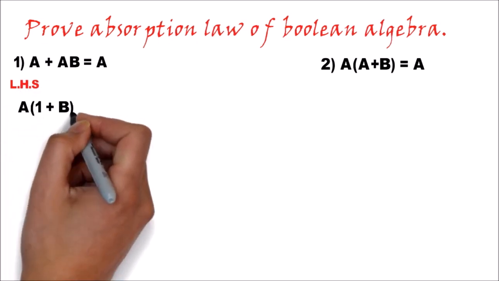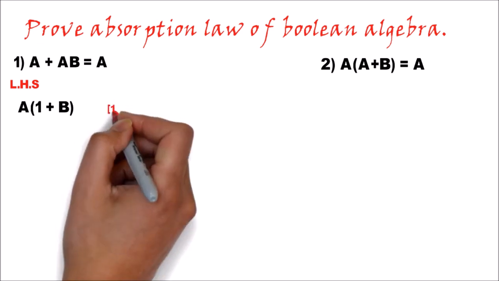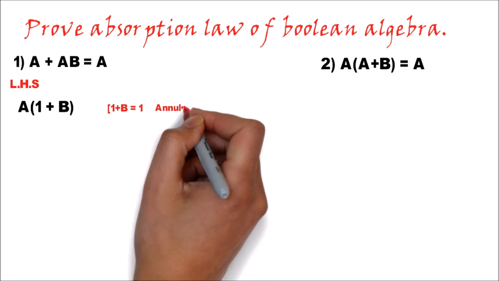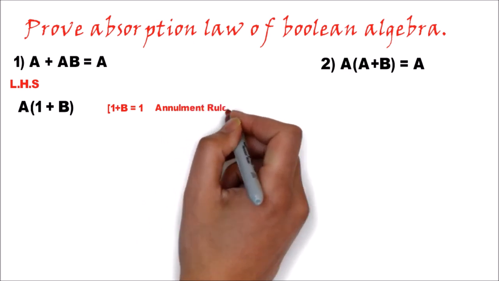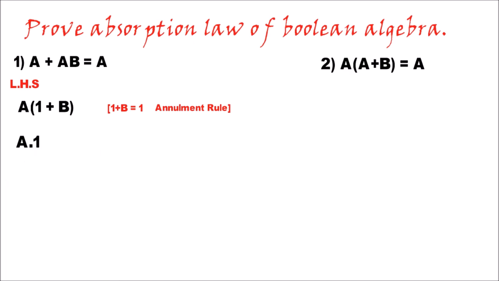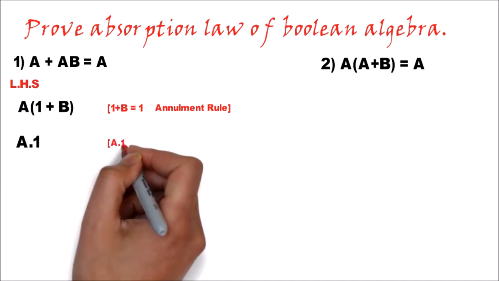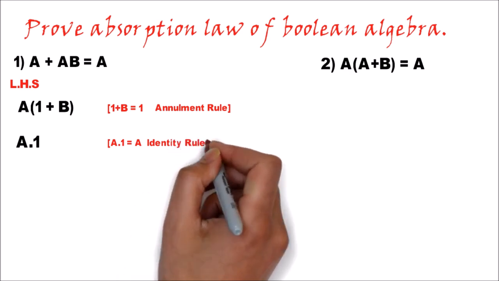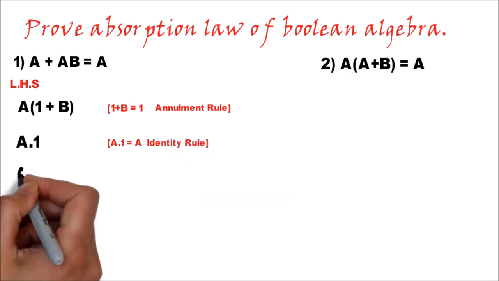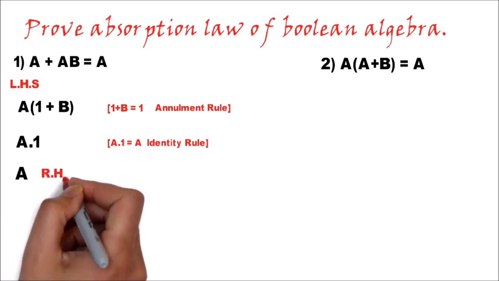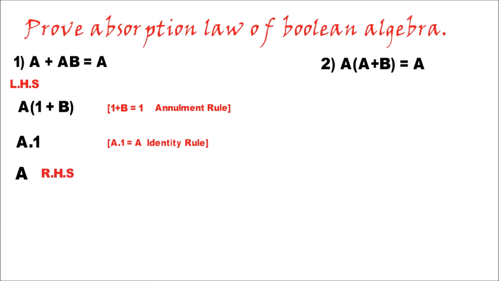If we take a common, we have a dot (1 plus b). We know 1 plus b is always equal to 1 according to the annulment rule, which we have already discussed in our previous lecture. It can be written as a dot 1. Again, a dot 1 is always equal to a, which is the identity rule. And the final result is a, which is the RHS of the above statement.